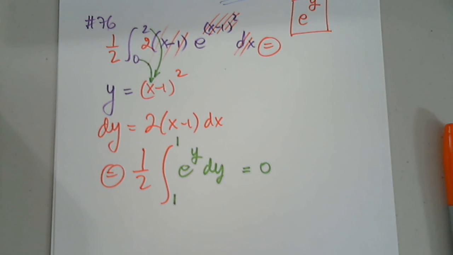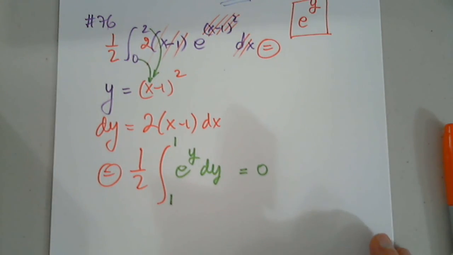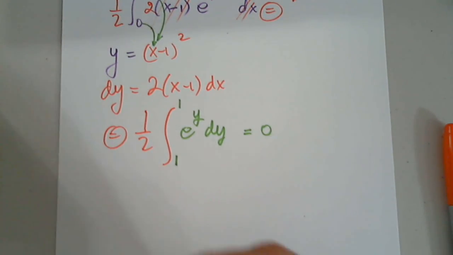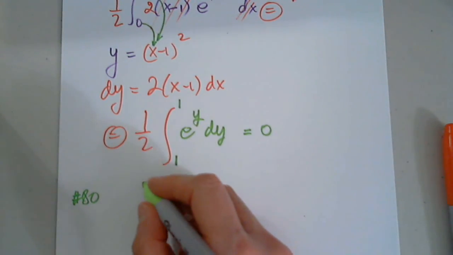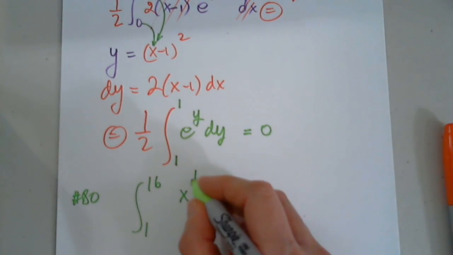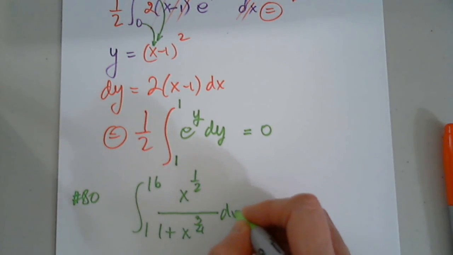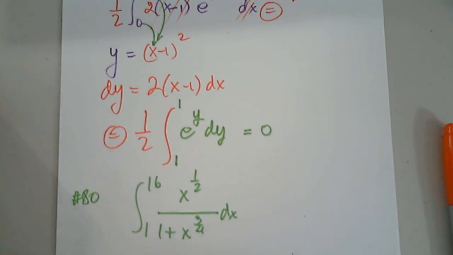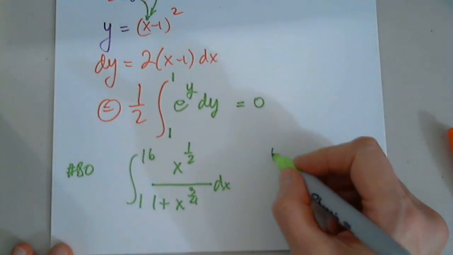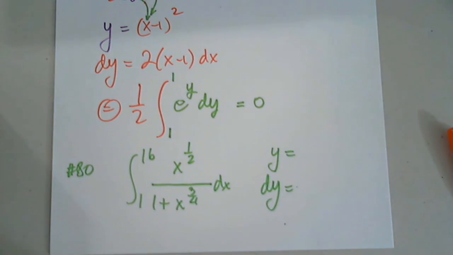Let's see if we need another. Anything else? Should we do 80? Yes. Very good. So 80 it is. So we have the integral from 1/16 to 16, x to 1/2, 1 plus x to 3/4 dx. Perfect pick. Let's do it. Good. So let's think of a substitution. As long as we can make up the dy minus a constant. The constant is no problem, no brainer.